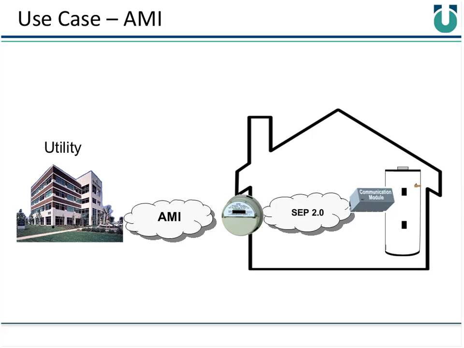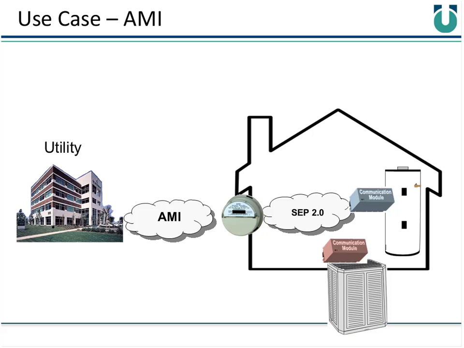So if the utility then upgrades and starts doing their signaling through AMI, and the meter has the appropriate interface, then it can communicate directly with end-use devices that have the communication modules in place. Again, the appliances don't have to change. There's still no truck roll, no electrician involved. If new modules are required, the customer can just plug them in.